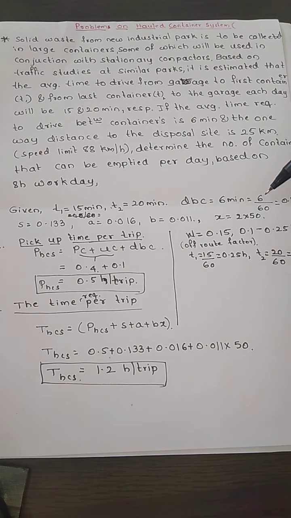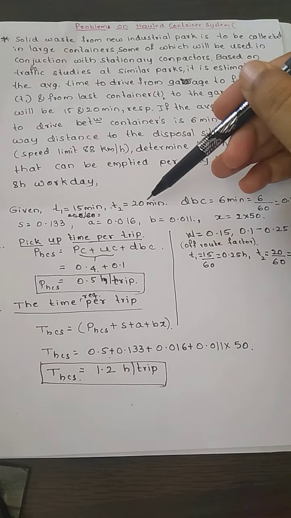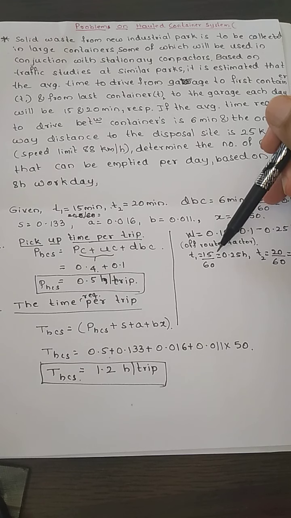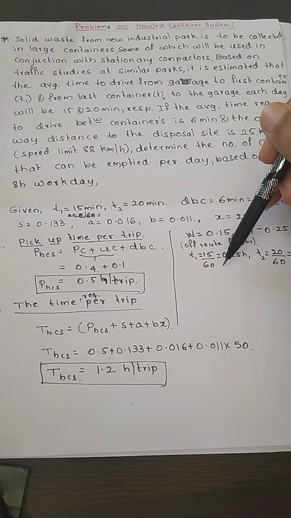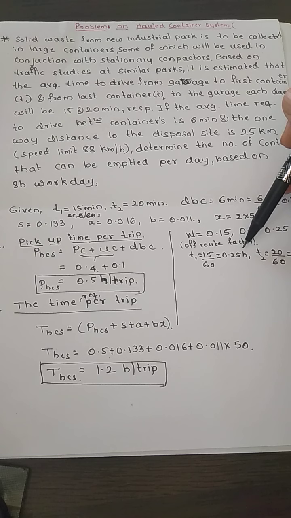Some more conversions we have made here. The T1 value is 15 minutes, and the T2 value is going to have 20 minutes as it is given here. So if we convert that 15 minutes and 20 minutes into hour, 1 hour is going to have how many minutes? So 60 minutes. So 15 minutes, if we convert it into hour, we are going to get 0.25, and 20 minutes if we convert into hour, we are going to have 0.33 hour. So T1 is 0.25 hour, T2 is 0.33 hour.